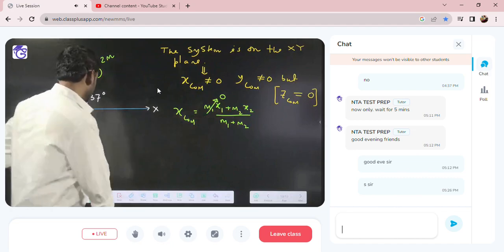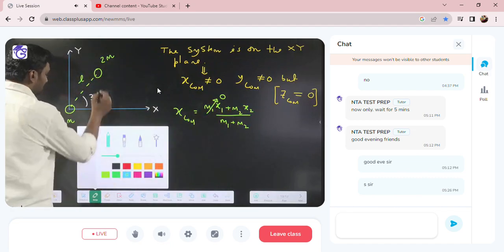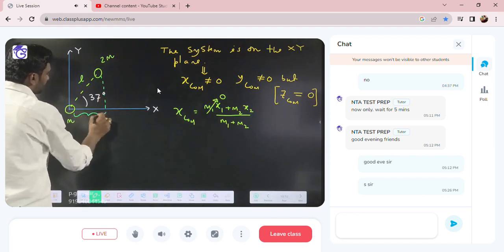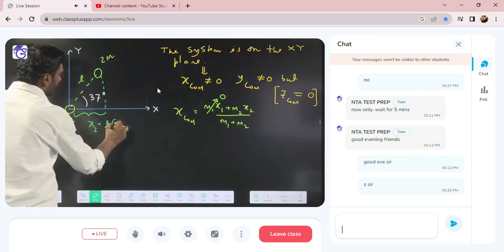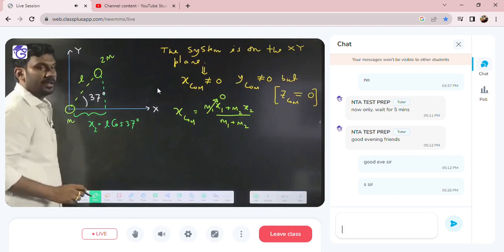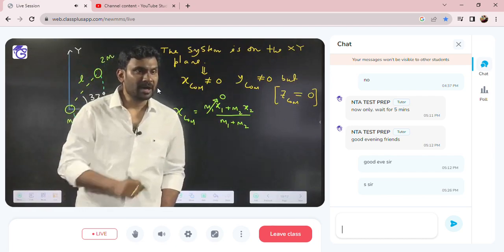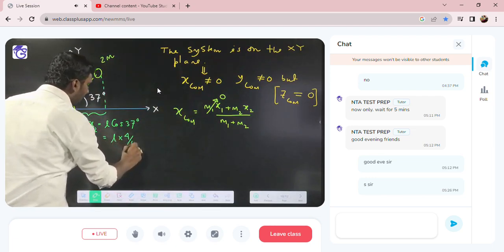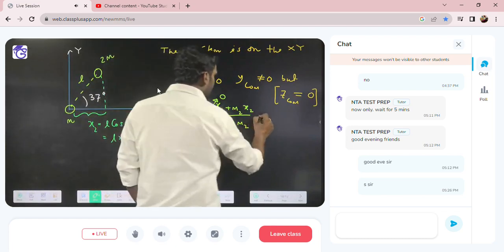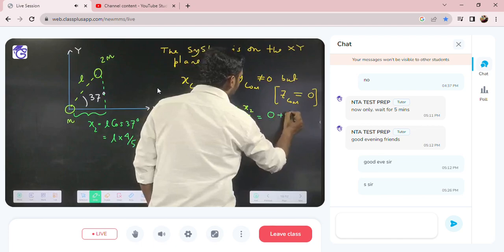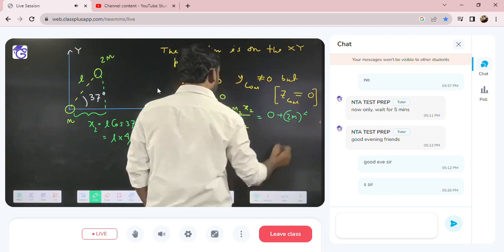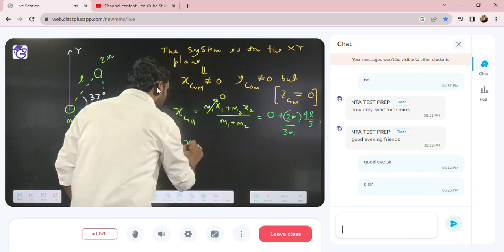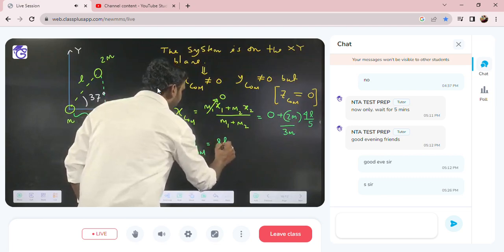What about m2 x2? See, my dear friends, what we have to do? We will drop a perpendicular from here, and this is x2. x2 is how much then? L cos 37 degree. Is that clear to all of you? L cos 37 is 4 by 5. We will substitute there. So we are getting 0, M2 is equal to 2M, X2 is 4L by 5, divided by 3M. So X center of mass, you will get 8L by 15.